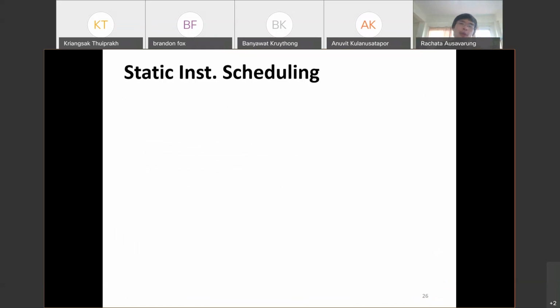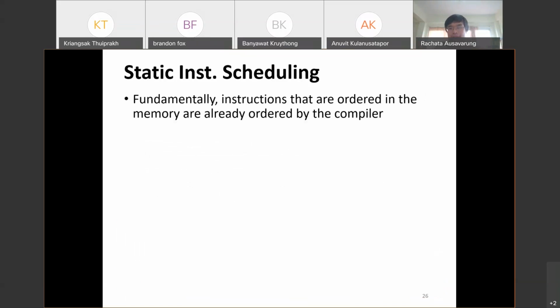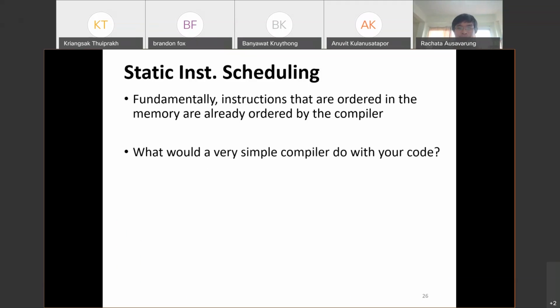But one thing you can do to help is what we call static instruction scheduling. This is done through the compiler, basically instructions that are ordered inside the memory. What we can do is to actually order them in the compiler, right? You compile your code, you use the compiler to perform analysis on your code. When you perform that analysis, you basically pre-sort the dependent instructions, making sure that subsequent instructions are not dependent so they can be put in multiple ALUs.